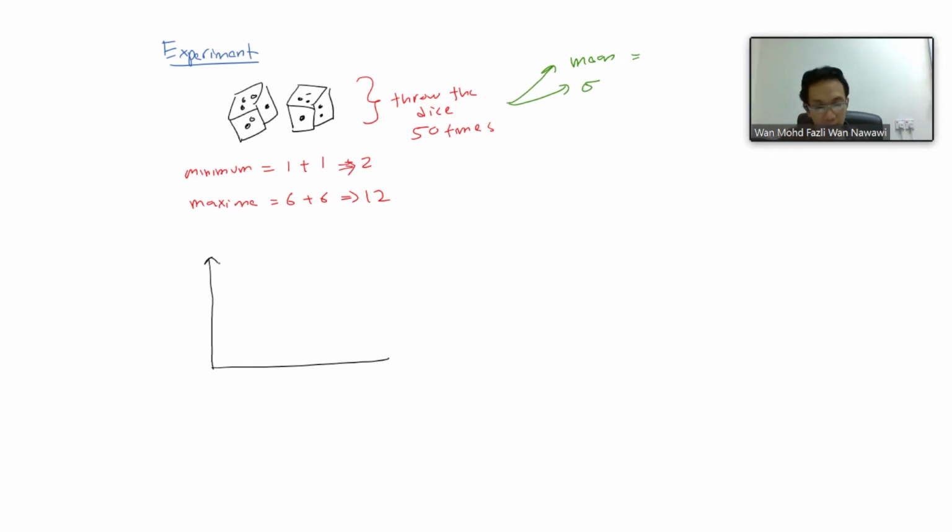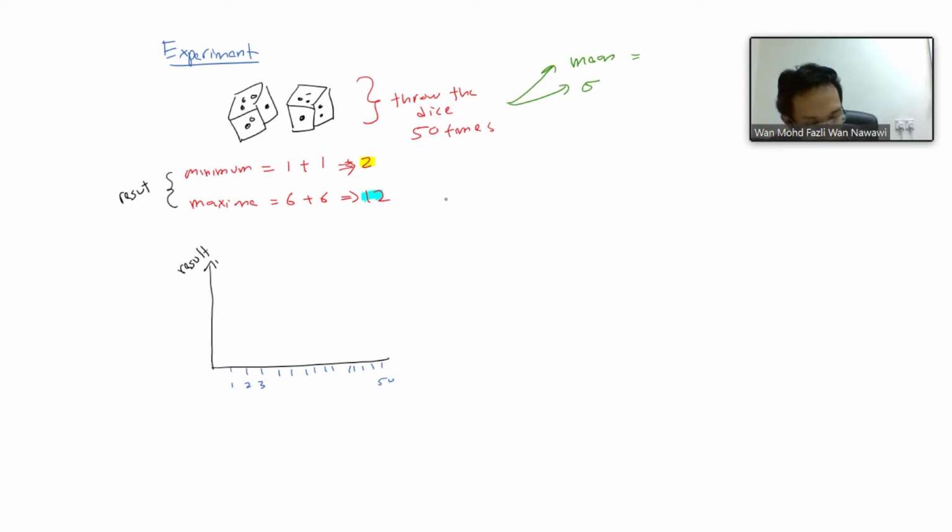Let's say this is the number you got, I mean the result. We say this is the result. And then maybe these are the 50 throws, from 1, 2, 3 until 50. If you try to find all the frequencies, you will see that getting 2 is so difficult, and getting 12 is so difficult. But you can get a lot in the middle. If 2 and 12 are the extremes, we say.